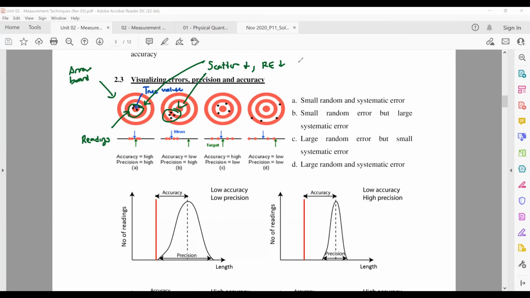And then you look at the third and fourth board, you can see that the readings here are quite far apart. This one here, we will say that the scatter is large, so the random error is large.